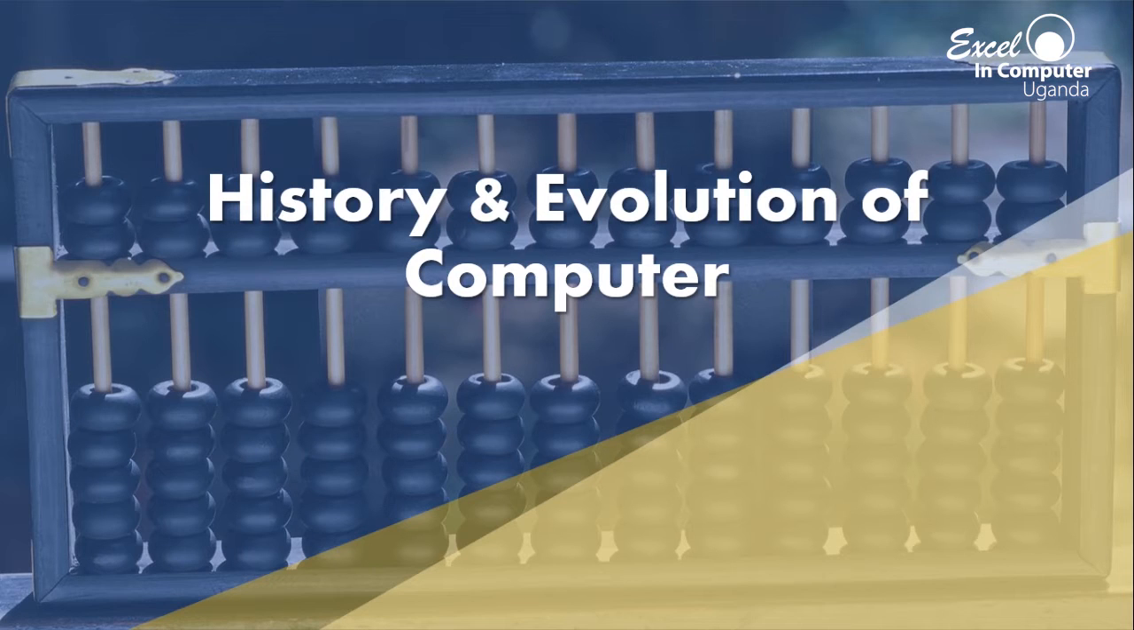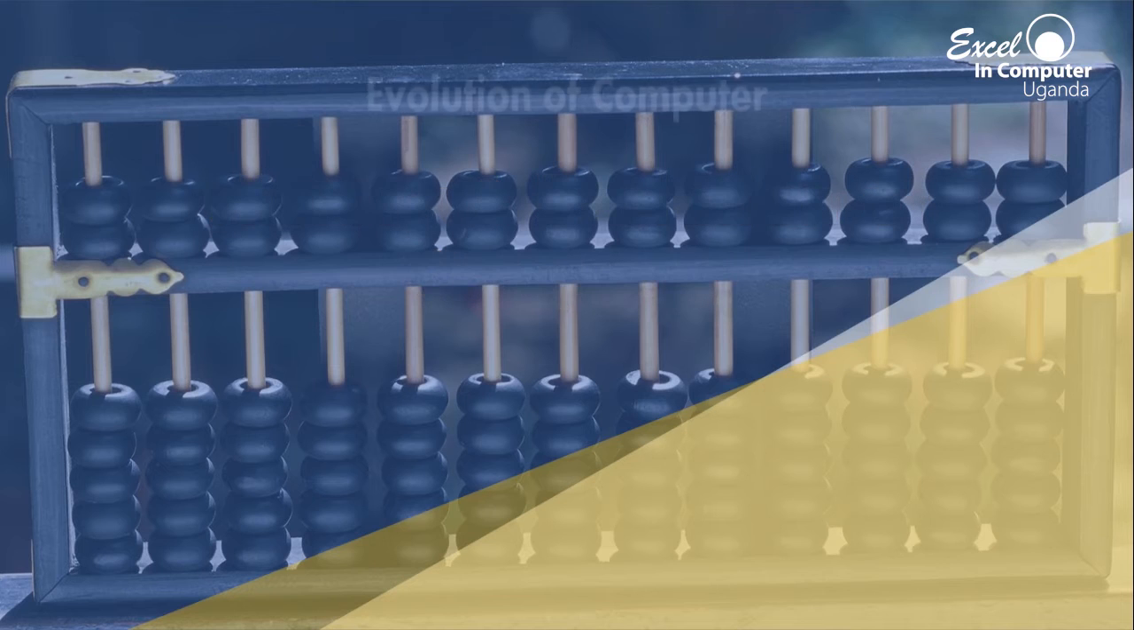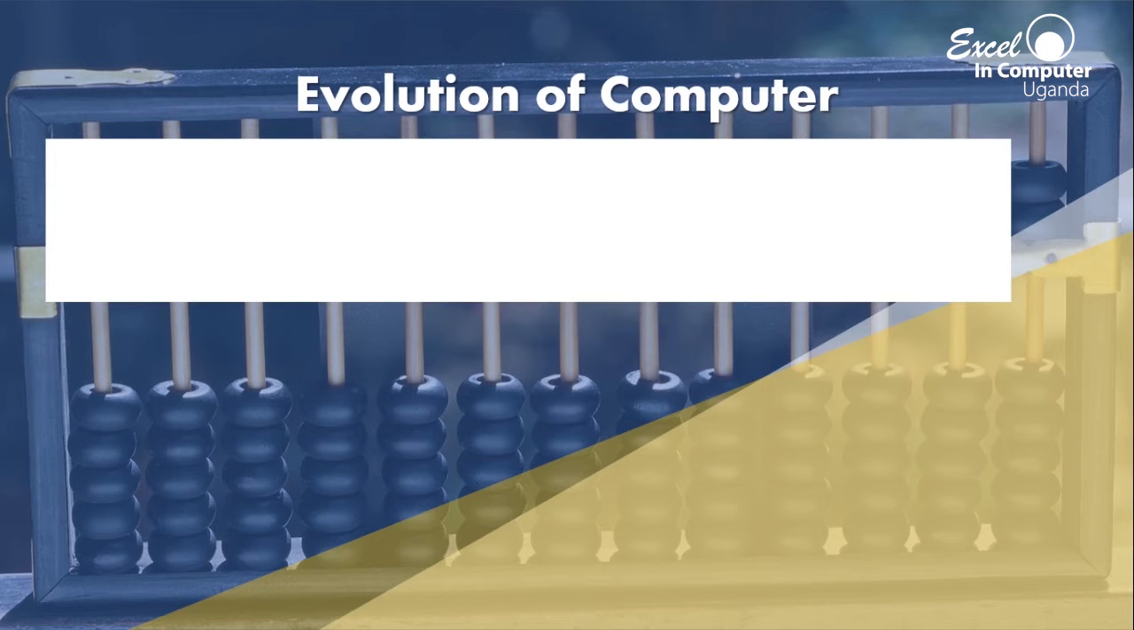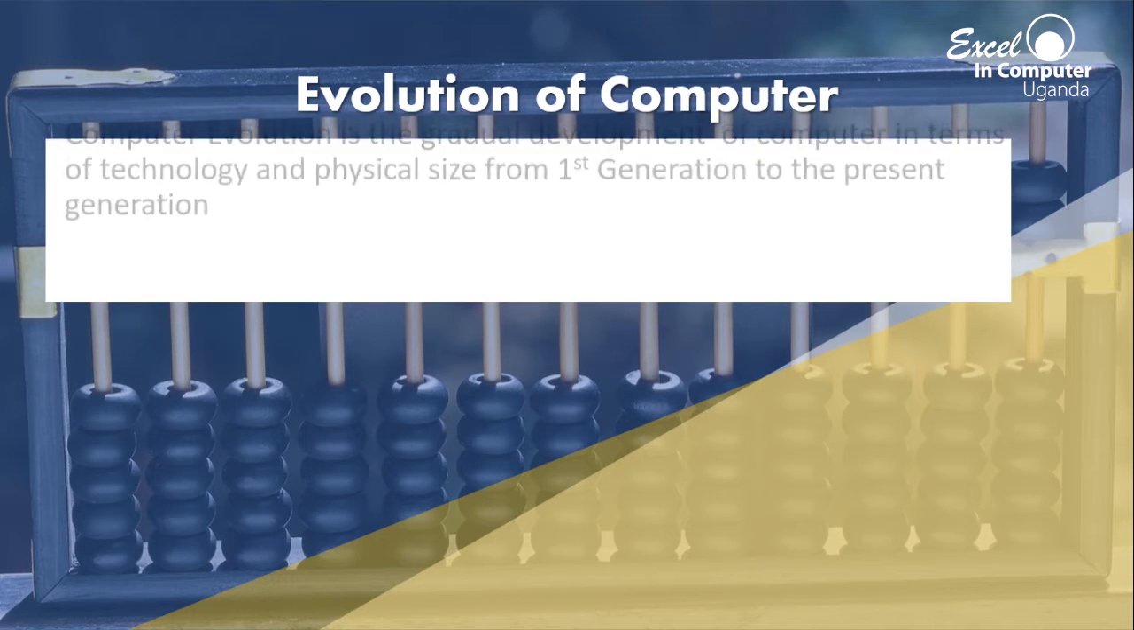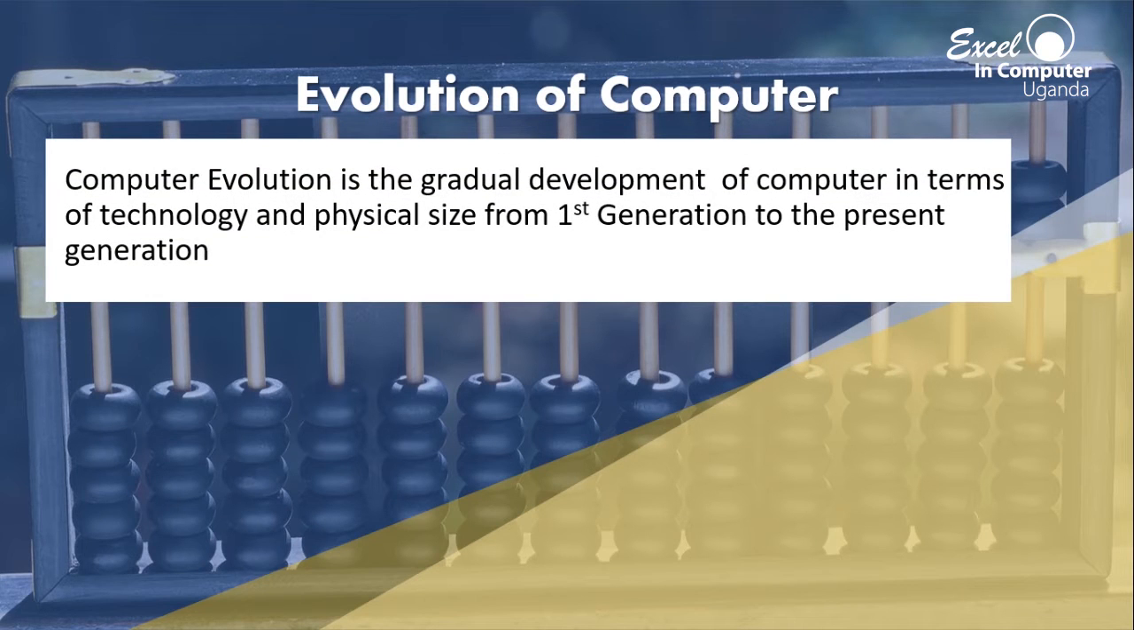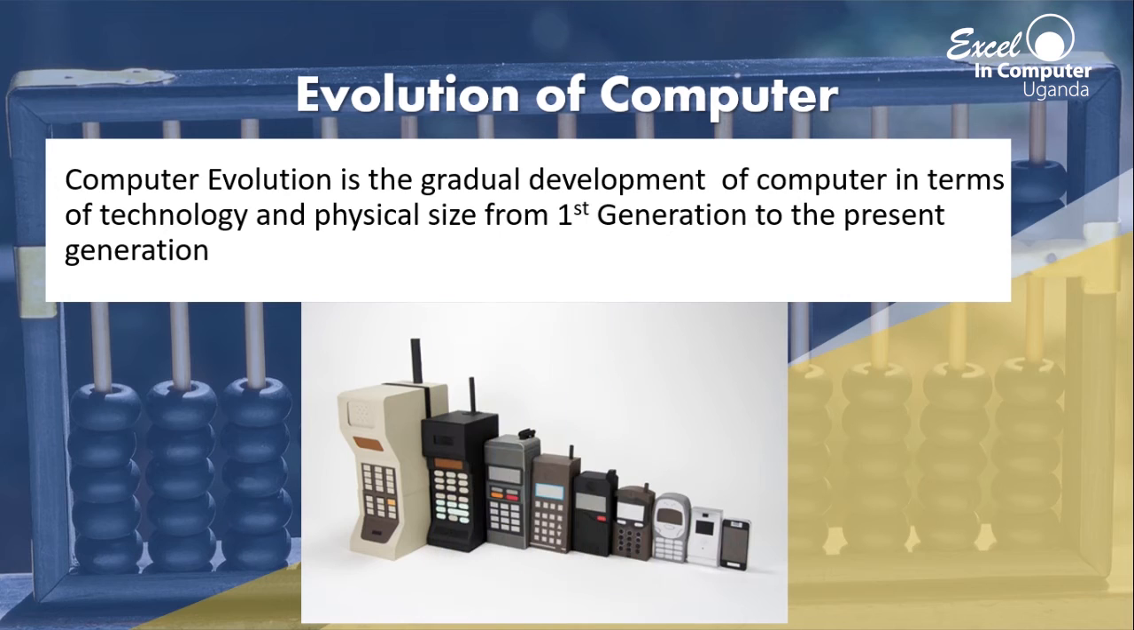So today we shall be looking at the history and evolution of computers, as I told you. Firstly, we are going to look at the evolution of computers. Computer evolution is the gradual development of computers in terms of technology and physical size from the first generation to the present generation.